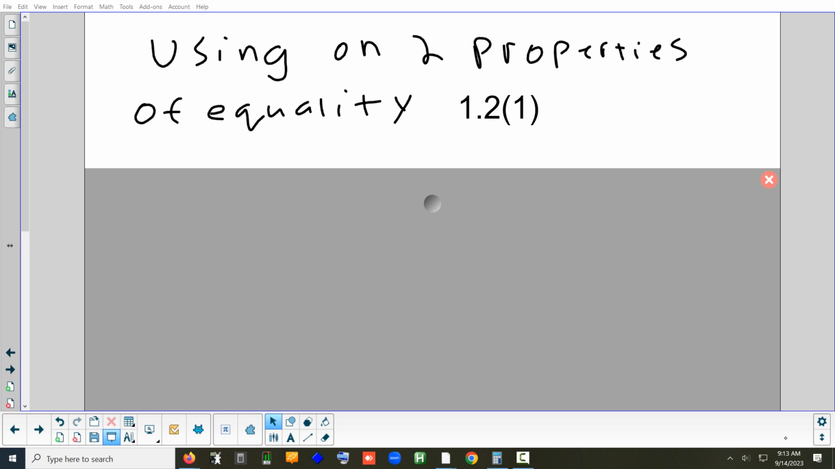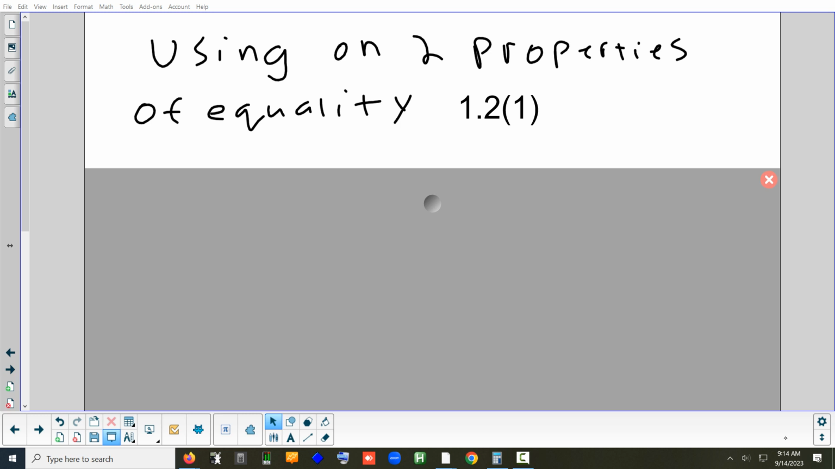So on Tuesday and Wednesday, we practiced solving one-step equations, meaning you only had to do one thing: add, subtract, multiply, or divide. Today we're going to look at equations that have two steps. When you start to get into equations that have multiple steps, there's an order of operations you need to follow when you solve it. Kind of like order of operations when you do arithmetic.